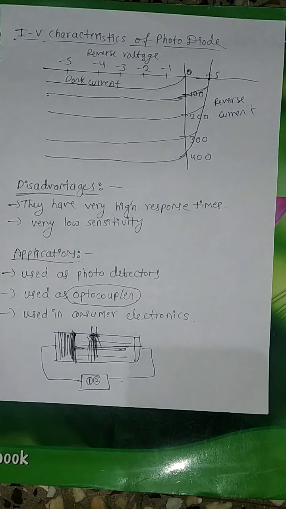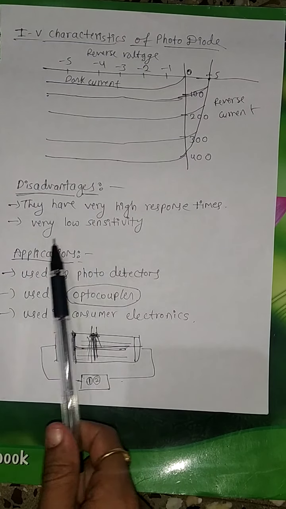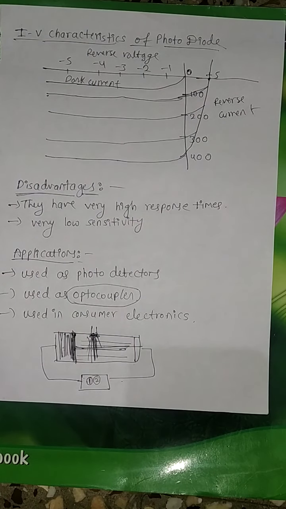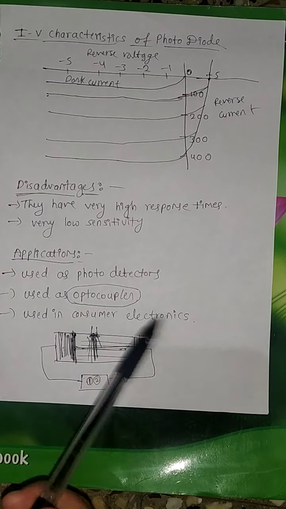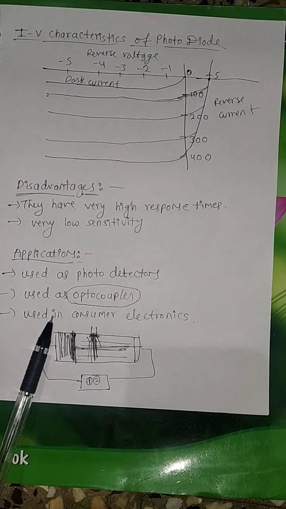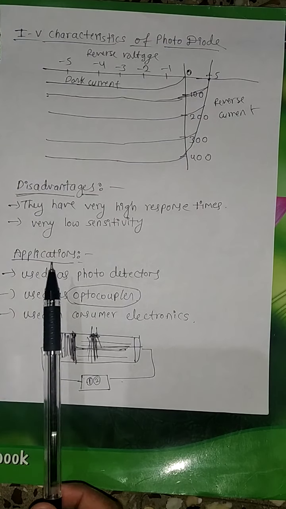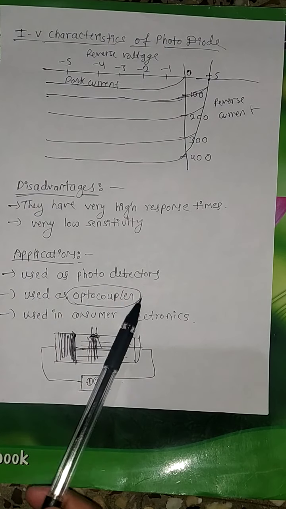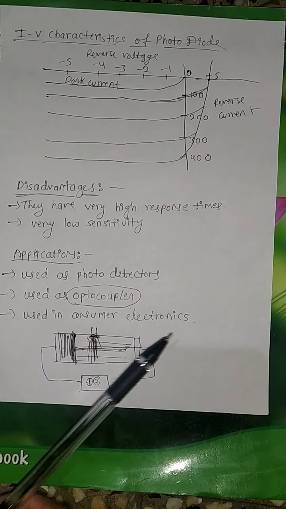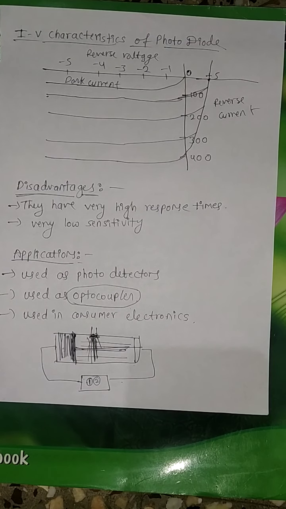And what are the disadvantages? They have very high response times and very low sensitivity, so we cannot apply more voltage to this one. Within seconds it will respond. So they have very high response times. And next, what are the applications? It is used in photodetectors, as an optocoupler, and in consumer electronic machines. So these are certain applications of the photodiode.